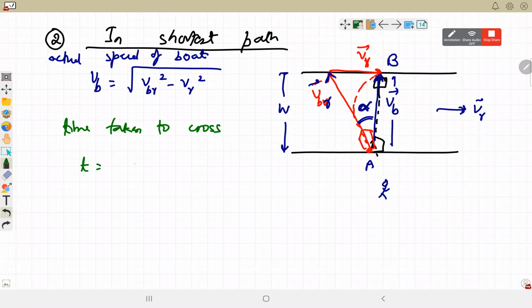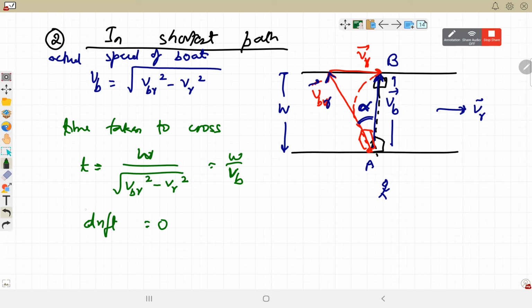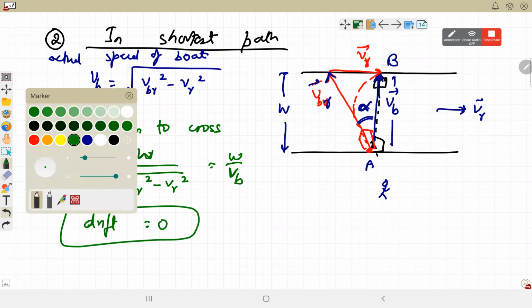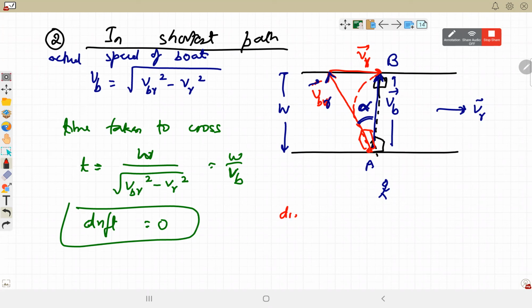Time taken to cross, T will be W divided by root of VBR square minus VR square, और W upon VB, जिस डायरेक्शन की वेलोसिटी उस डायरेक्शन का डिस्प्लेसमेंट. Drift on the other bank is 0 because it is exactly reaching on the opposite bank. But इसमें एक particular direction पर ही ऐसा होगा जिस डायरेक्शन पे start करने पे the boat will be exactly on the opposite bank, and that will be given as perpendicular upon hypotenuse, VR upon VBR.